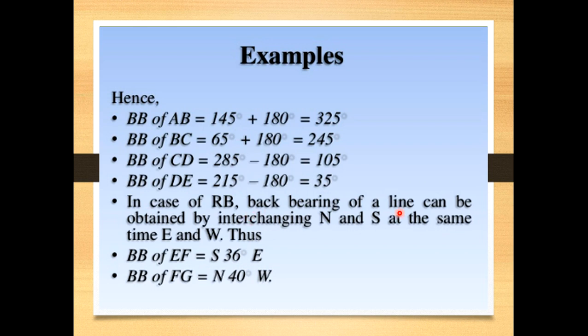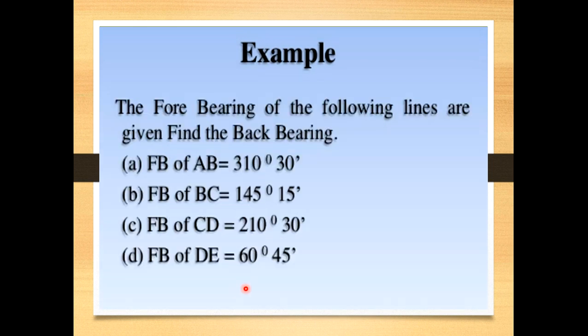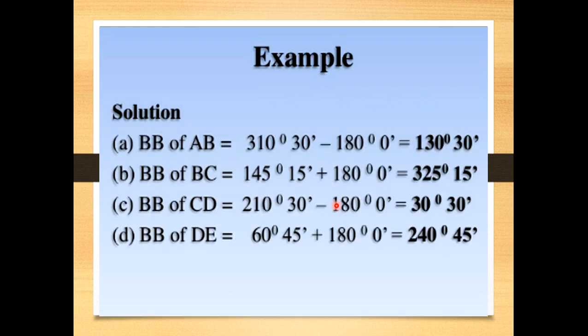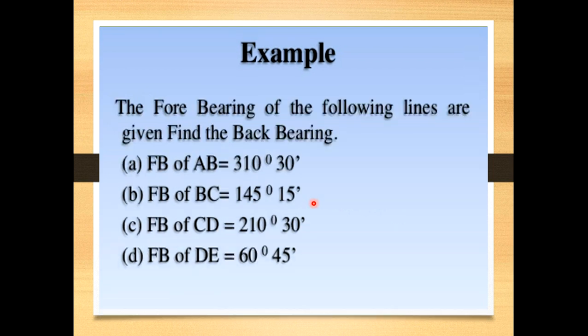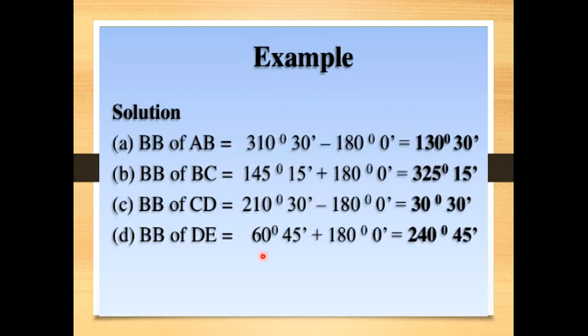In case of RB, back bearing of a line can be obtained by interchanging N and S, and at the same time E and W. Thus, back bearing of EF is equal to N 36 degree E, and back bearing of FG is equal to S 40 degree W. The next example, you can try to solve it. The fore bearings of the following lines are given. Find back bearing. The solution is here, you can see that.